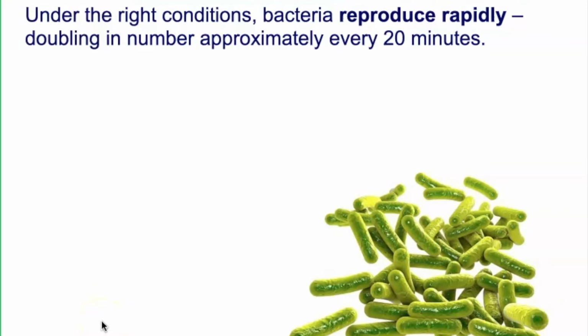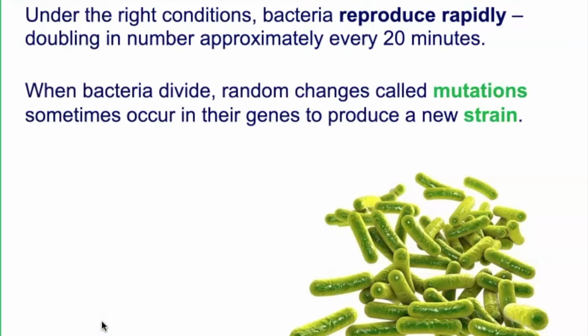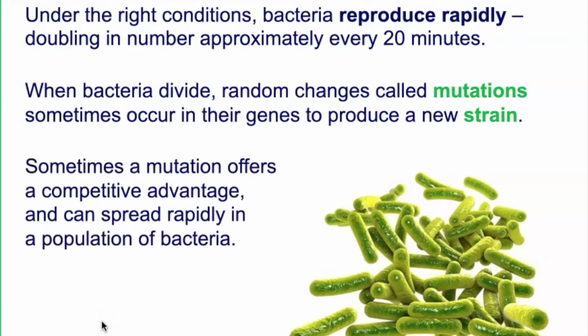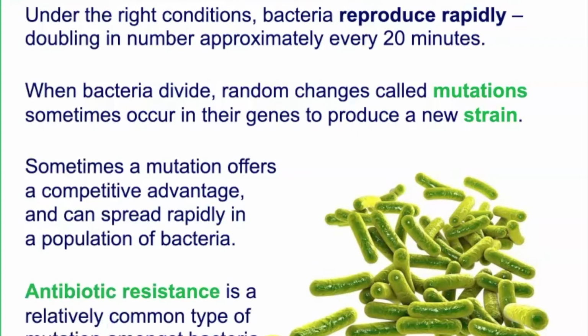Mutations in bacteria. Under the right conditions, bacteria reproduce very rapidly. They double their number approximately every 20 minutes. When bacteria divide, random changes called mutations sometimes occur in their genes to produce a new strain. Sometimes a mutation offers a competitive advantage and can spread very rapidly in a population of those bacteria. Antibiotic resistance is a relatively common type of mutation among bacteria.